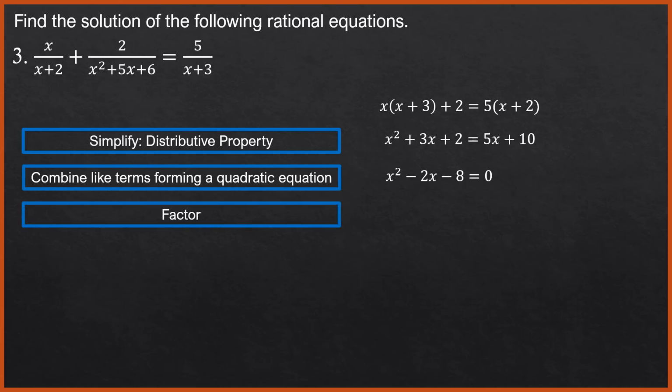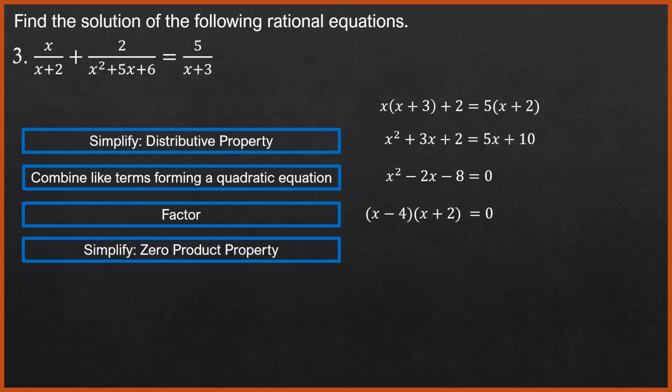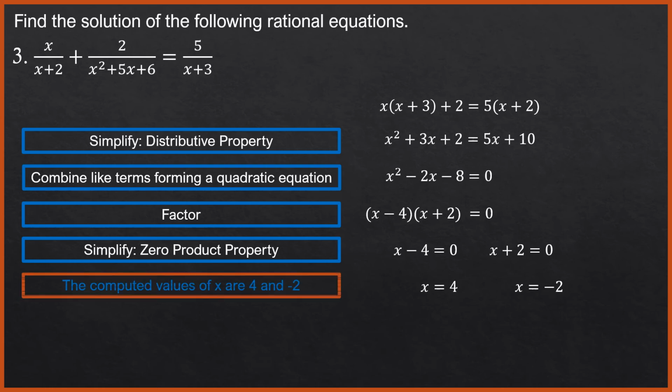Then we factor, and the factors of it are x minus 4 and x plus 2. Then we simplify by applying zero product property. And so we have x minus 4 is equal to 0 and x plus 2 is equal to 0. Then solving for x, we have x equals 4 and x is equal to negative 2. Therefore, the computed values of x are 4 and negative 2.